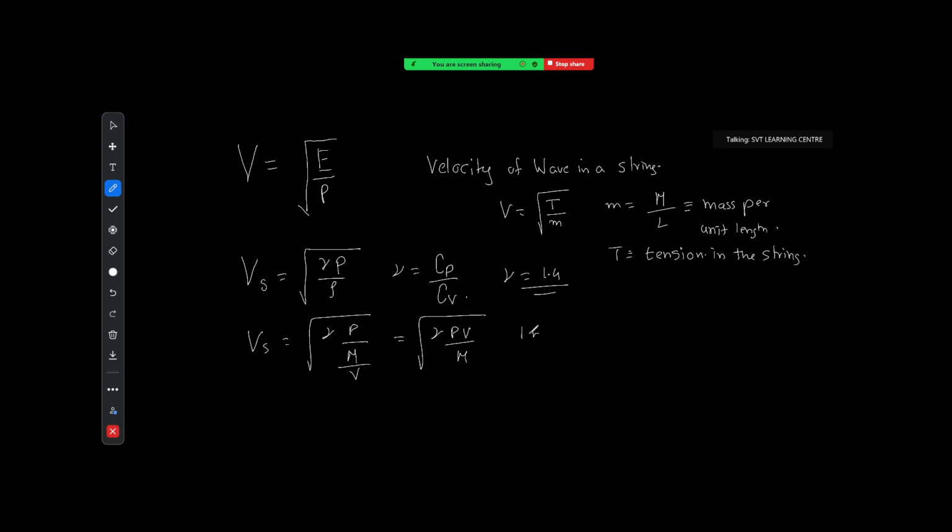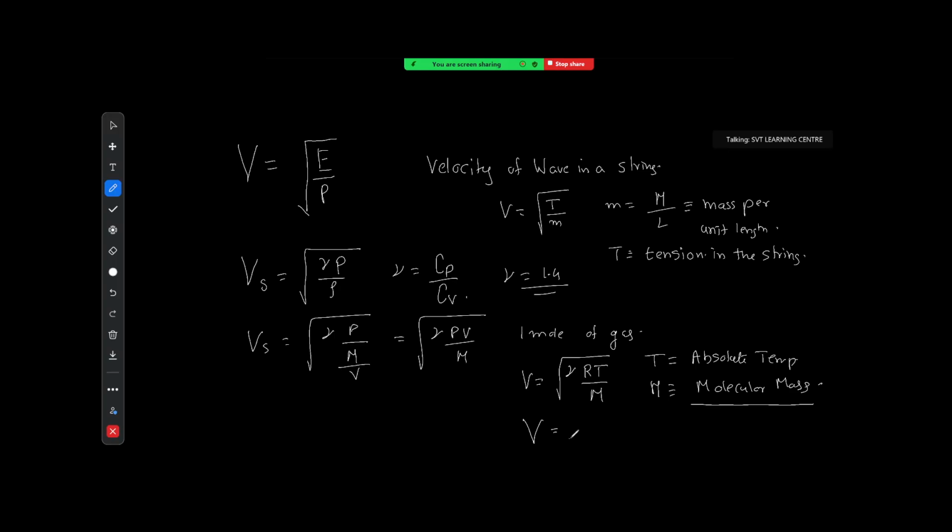If you consider 1 mole of gas, whatever gas you are talking about, then this same v can be written as root under R capital T upon capital M. Now remember, T is the absolute temperature of the medium, and here capital M is the molecular mass. So if you have sound traveling in oxygen and sound traveling in hydrogen, there will be a difference in the velocity. Most importantly, we can also say that the velocity of sound will be directly proportional to the square root of the absolute temperature.